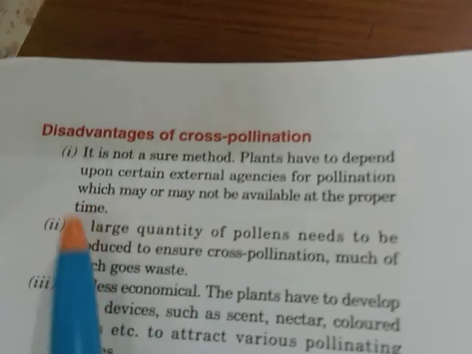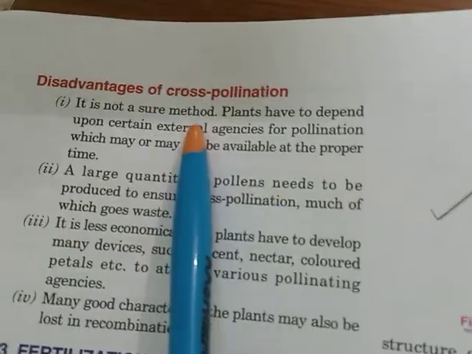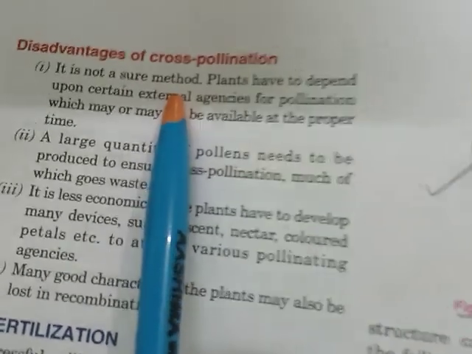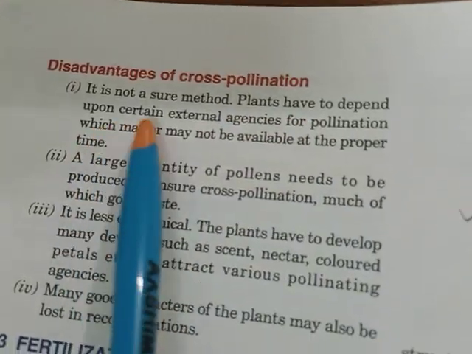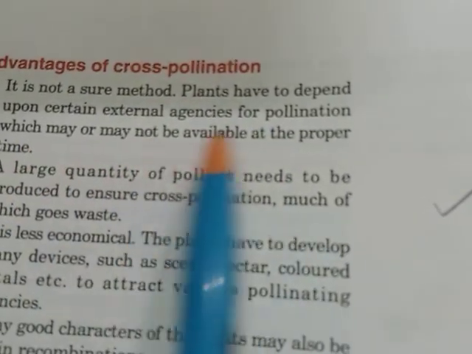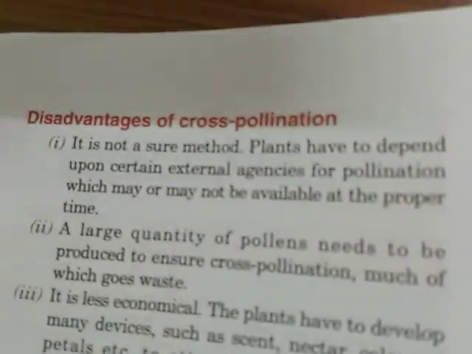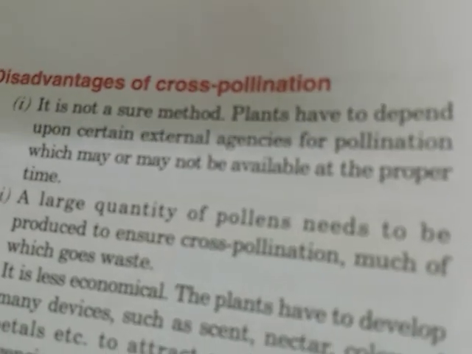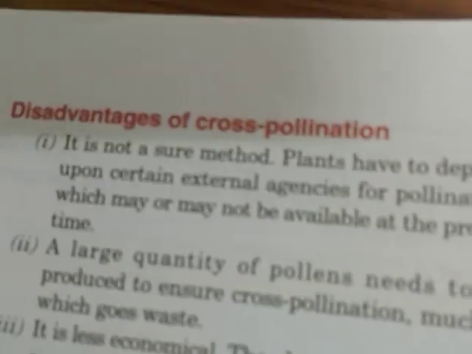Now, the disadvantages of cross pollination. It is not a sure method, because the flower has to depend upon external agents. Plants have to depend upon certain external agencies for pollination, which may or may not be available at the proper time. Whether the agent is available at that time or not, it is not a sure method whether the pollination will occur or not.